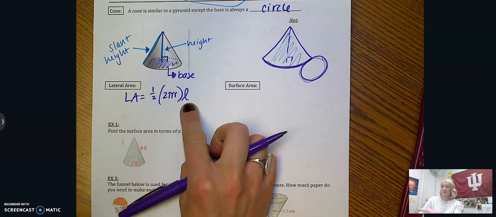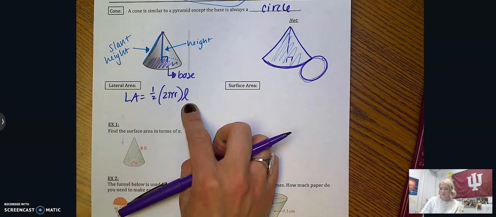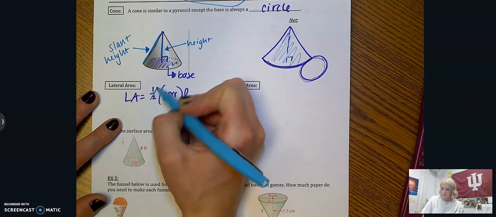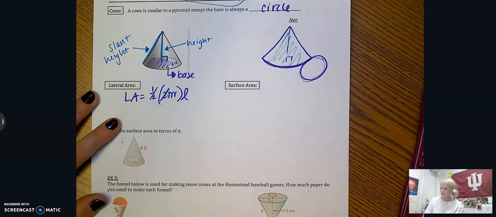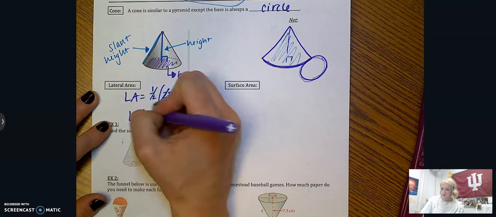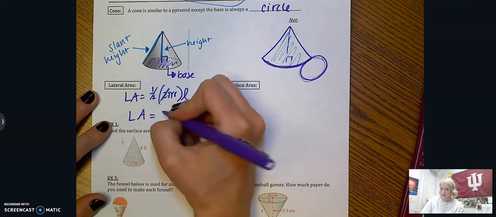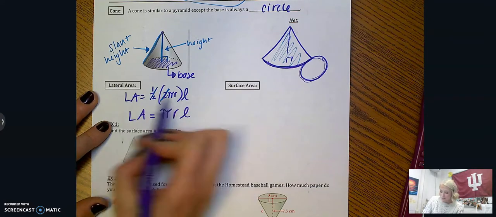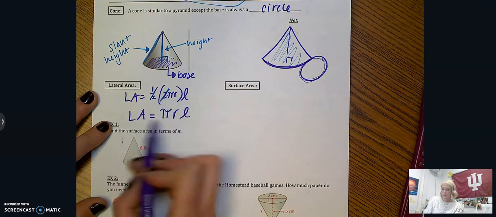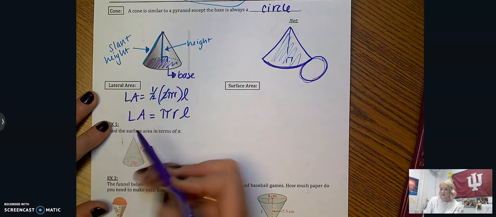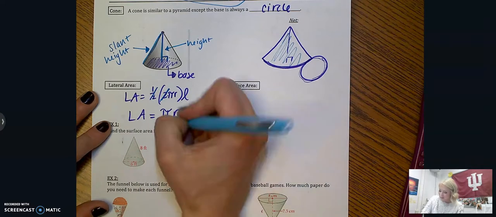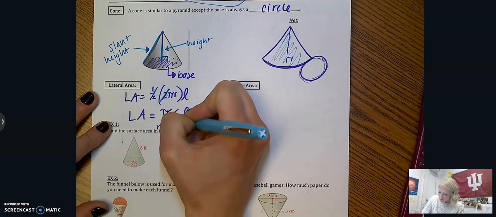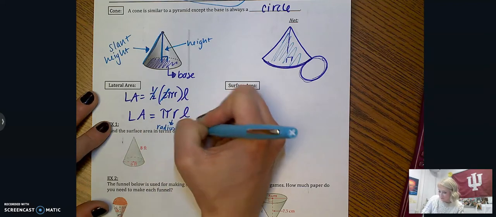So this is the formula. You don't have to know where it comes from, just how to use it. But watch, I'm gonna simplify this. Half of 2 is just 1. That cancels out. So call your lateral area formula just pi RL. If you even want to erase that one, go for it. Pi RL is what I'm going to look at. R is the radius. L is the slant height.